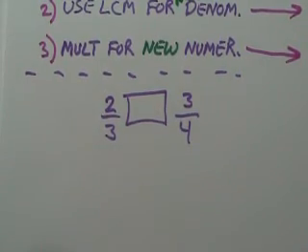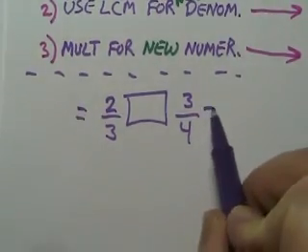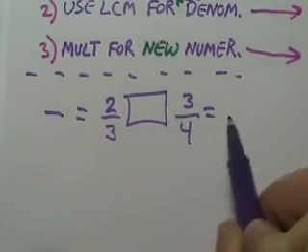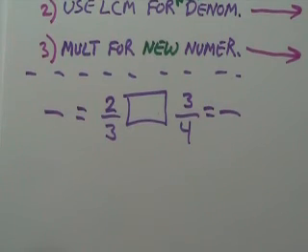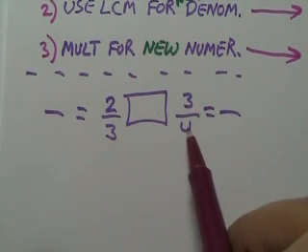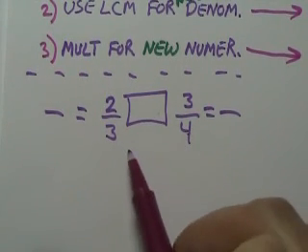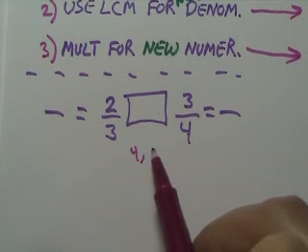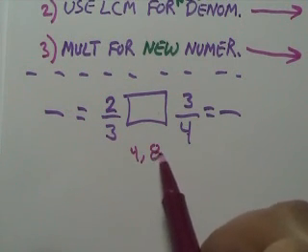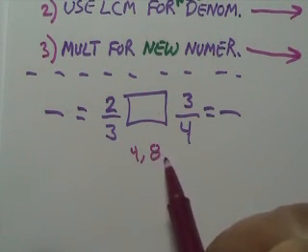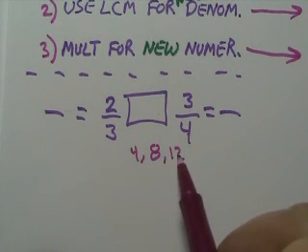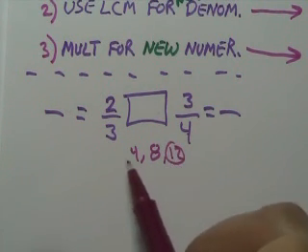So, well, they have different denominators, so I have to find out what the least common multiple is. So let's see, what number does 3 and 4 both fit into? What are they factors of? Let's see, I'll count by 4s. There's 4. Does 3 go into that? No. 8. Does 3 go into that? No. There's 12. Does 3 go into that? Yes. So that is our least common multiple.